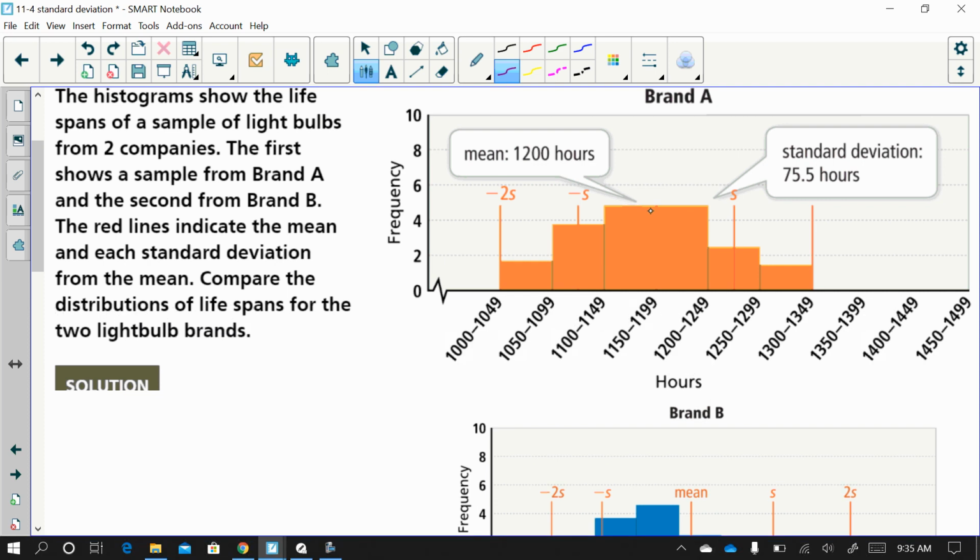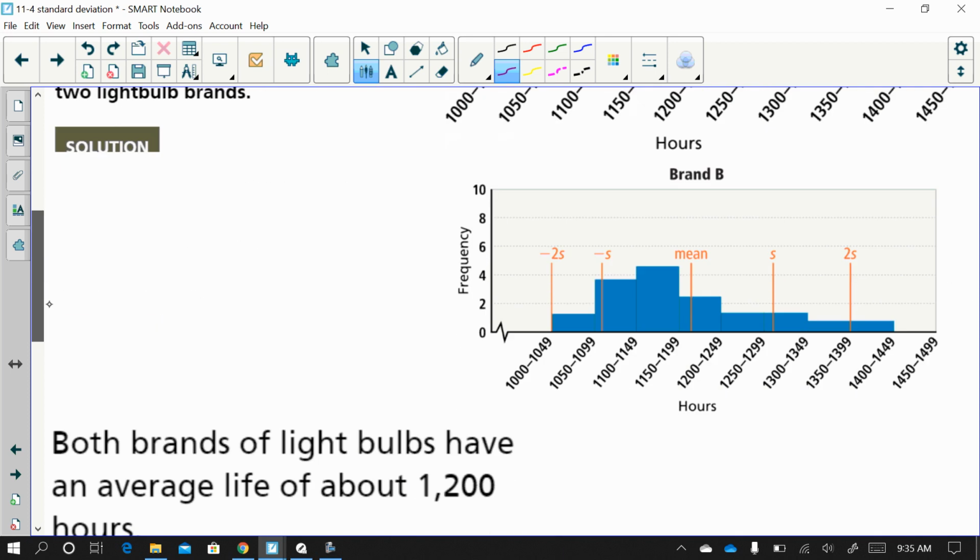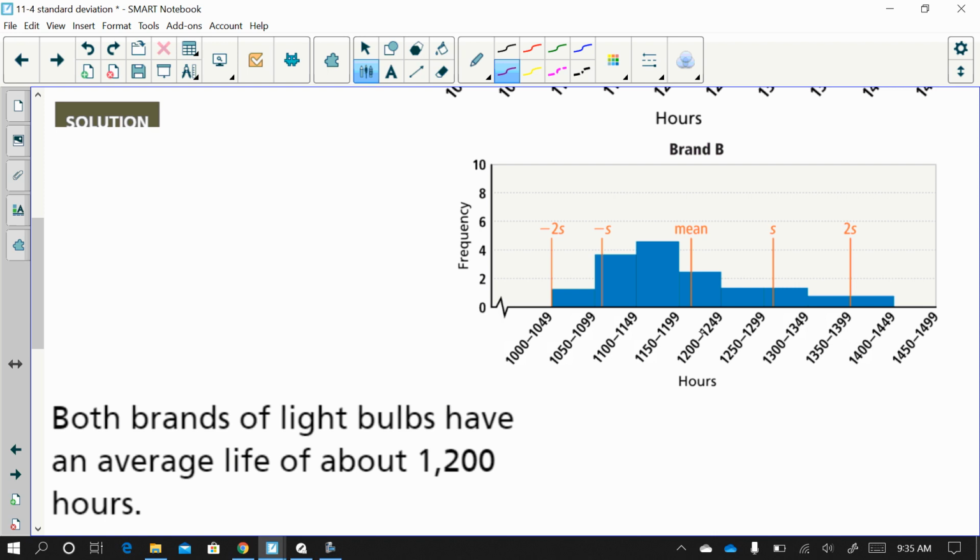Okay, so here's my mean. This is 1200. Now we know my standard deviation is 75.5. So you can add 75.5 and subtract 75.5. That's how you get to these two red lines, and then you keep going. My second data set, here's my mean. Looks like it's about the same. And there's my standard deviations and where they are.